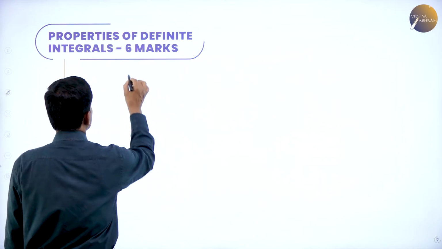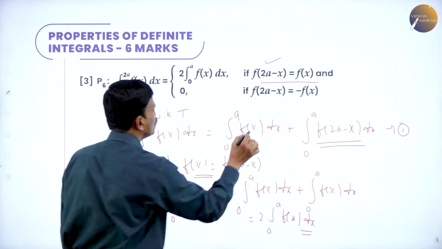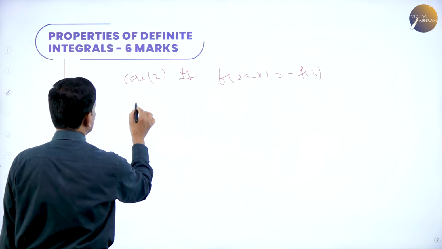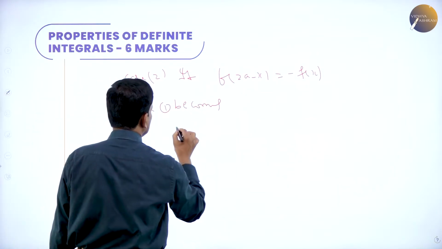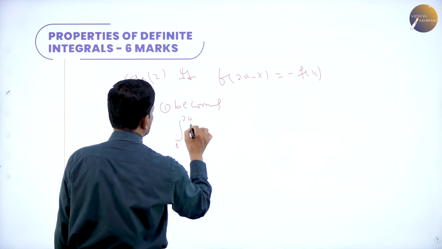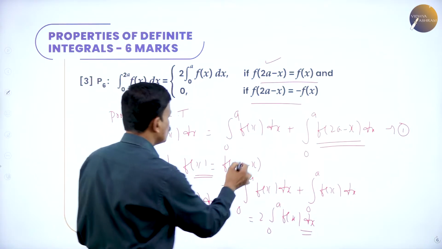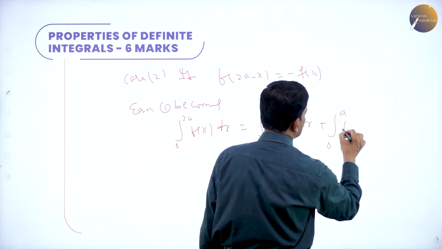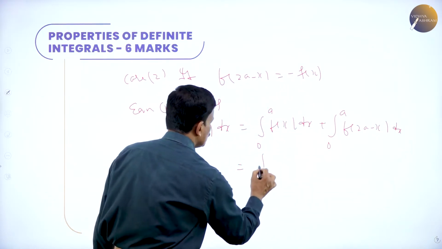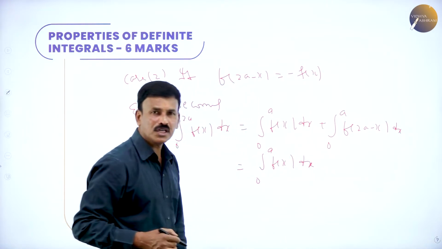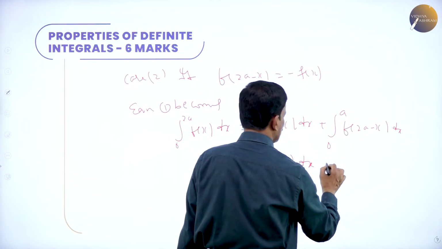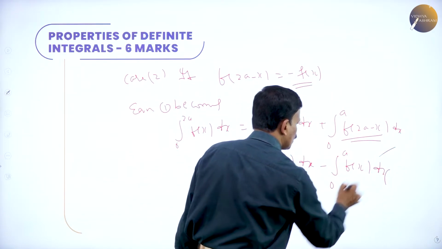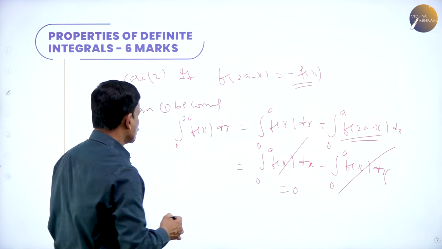Now let us come to case 2. What is case 2? If f of 2a minus x is equal to minus f of x, then equation 1 can be written as integral 0 to 2a f of x dx is equal to 0 to a f of x dx as it is, plus integral 0 to a f of 2a minus x, which becomes minus f of x dx. Minus f of x plus f of x gets cancelled, 0.